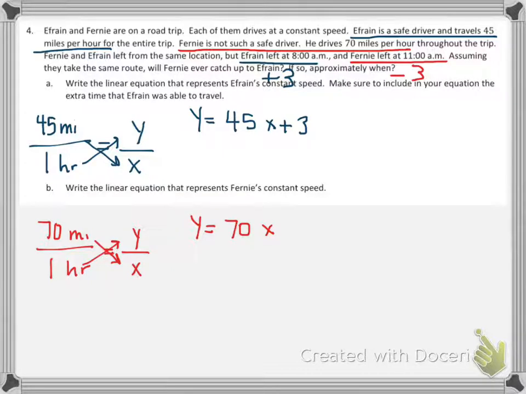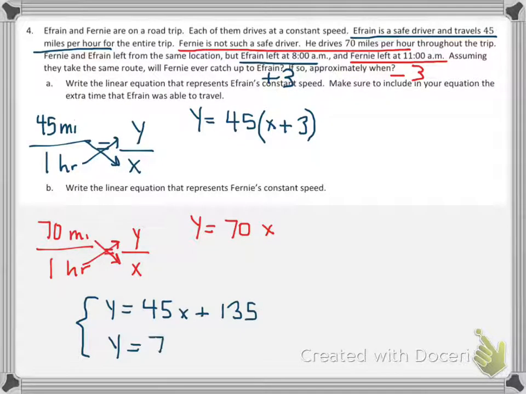So our 2 equations could be y equals 45 times the quantity x plus 3 and y equals 70x. And we have a system. So the system would be y equals 45 times the quantity x plus 3. That's 45x plus 135. And then Fernie's was y equals 70x. So there's our 2 equations in our system.